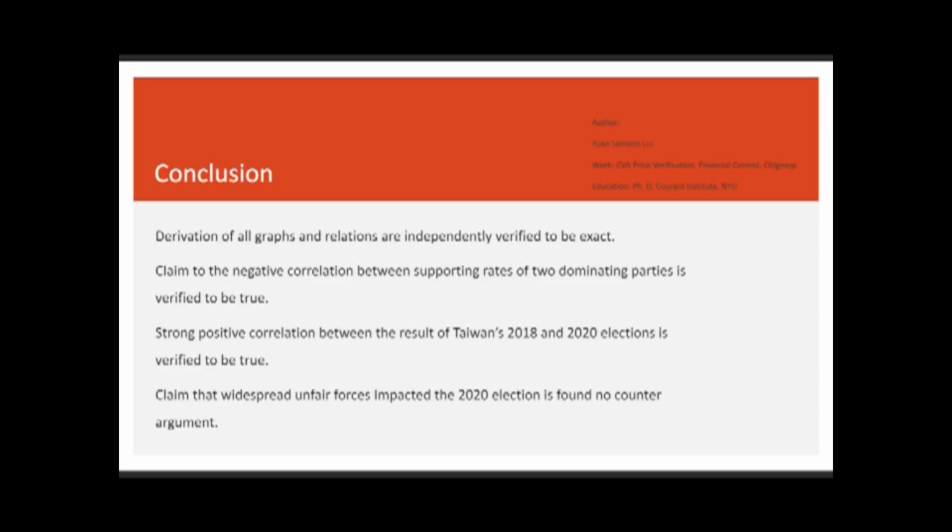Derivation of all graphs and relations are independently verified to be exact. Claim to the negative correlation between supporting rates of 2 dominating parties is verified to be true. Strong positive correlation between the result of Taiwan's 2018 and 2020 election is verified to be true. Claim that widespread unfair forces impacted the 2020 election is found no counter-argument.